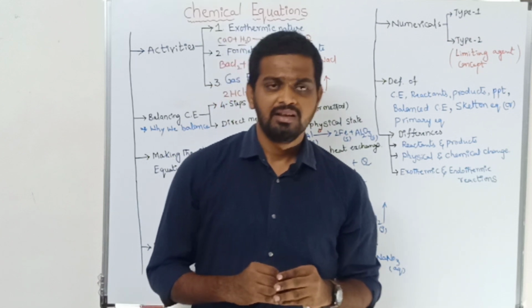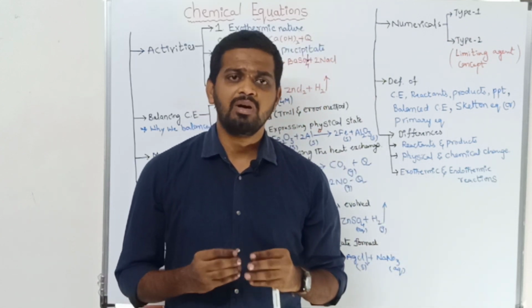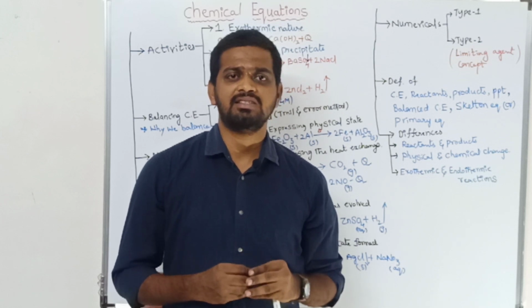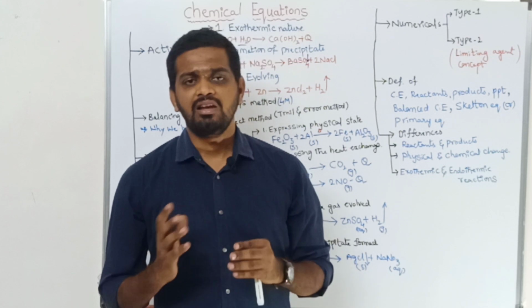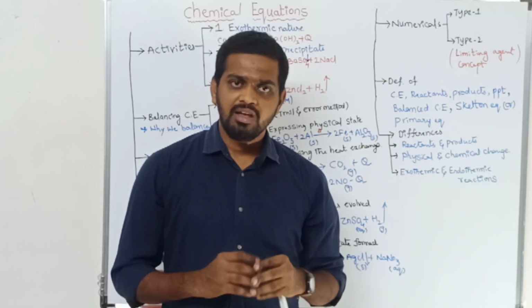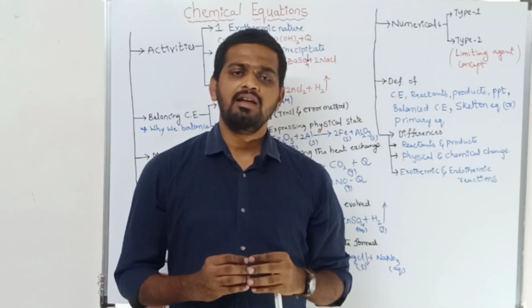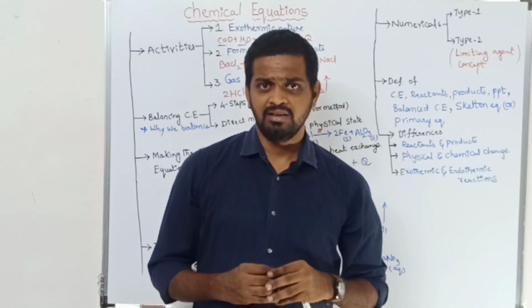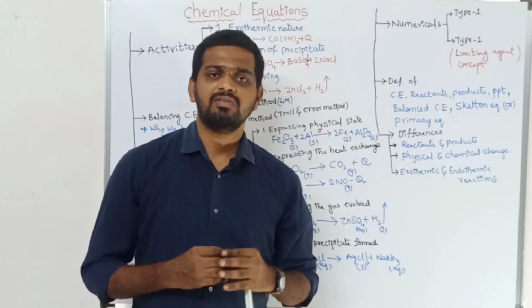Is it clear, children? So a chemical equation is a symbolic representation of a chemical change in which we write reactants on the left hand side and products on the right hand side. We use an arrow mark to represent the direction of the chemical reaction.